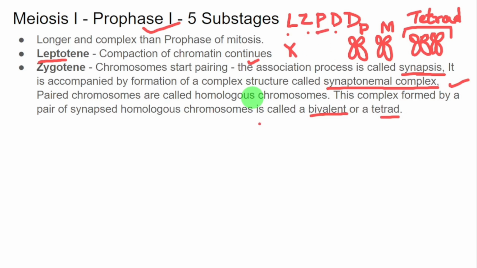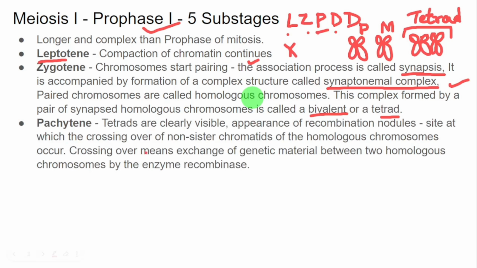Next stage will be P. P stands for pachytene. The tetrads are clearly visible. Appearance of recombination nodules occurs. Recombination nodules are the sites at which crossing over of non-sister chromatids of homologous chromosomes occurs. So this is the chromosome. These are homologous chromosomes, and these two arms are called non-sister chromatid arms. The crossing over will occur between the non-sister chromatids. These two will be called sister chromatids.